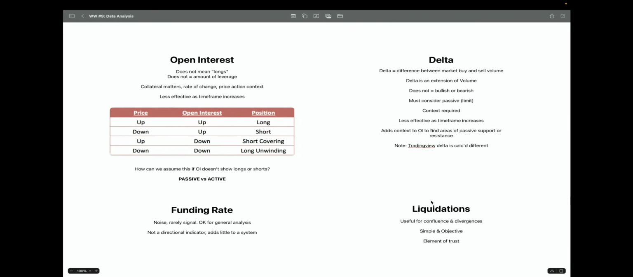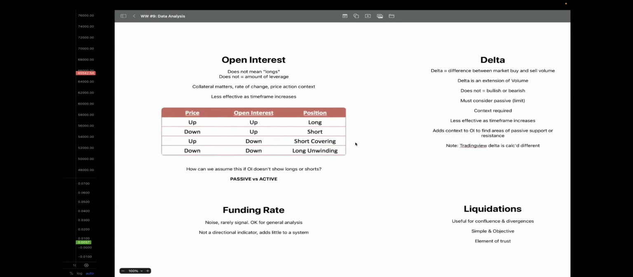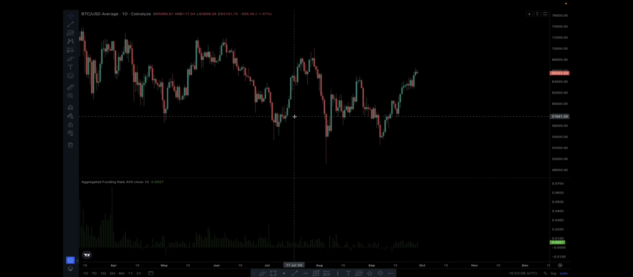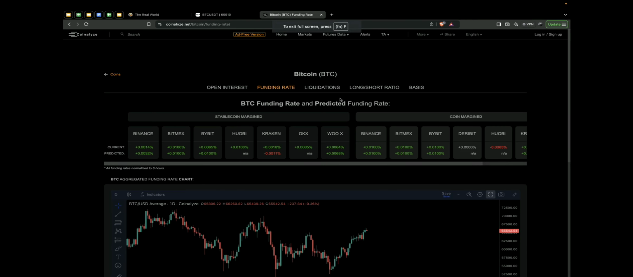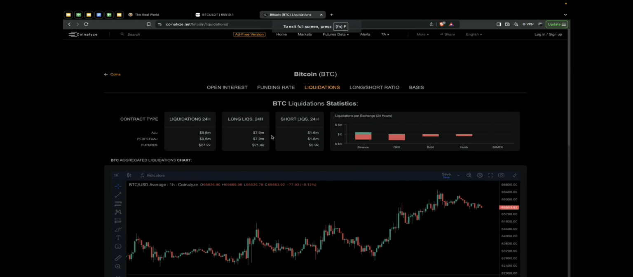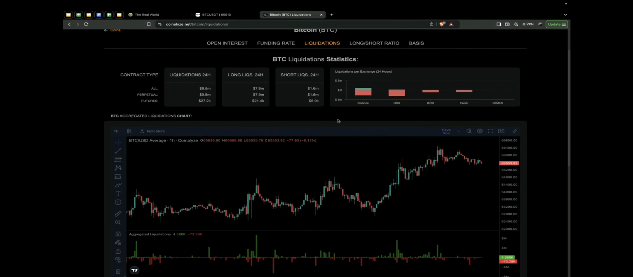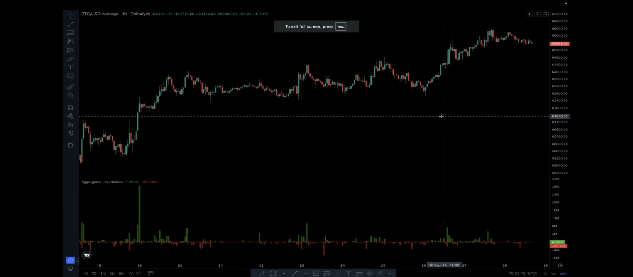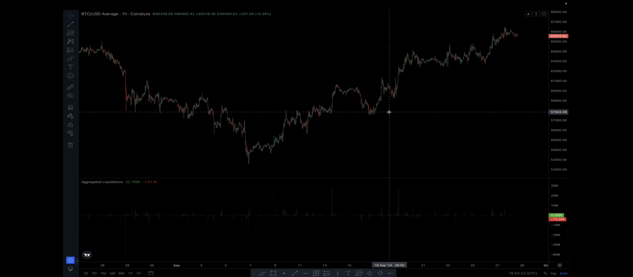Last, liquidations. Very useful for confluence and divergences, simple and objective, but they have an element of trust. Liquidations, not to be confused with liquidation map. Liquidations in this context is this. We actually go and look at the liquidations. A liquidation heat map is a guess about what might happen. Liquidations here are actual liquidations that have happened. They're in the past. And why they're useful is when you look at divergences.